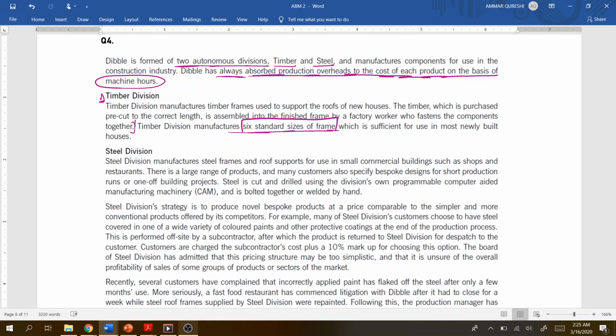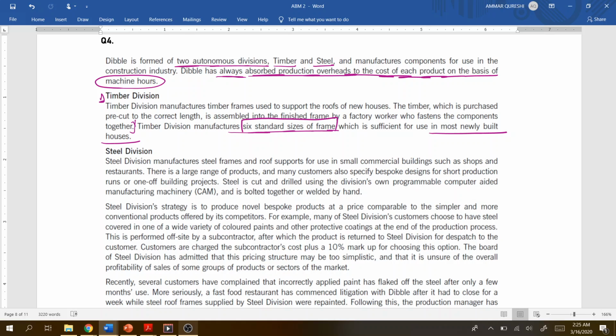Now, try to think, what do you mean by standard size of frame? What are the qualities? You may pause this video and think over it, and then we can start. All right. So a standard product means that you are continuously manufacturing the same kind of product, same methodology, same components, same workers probably. So it's something which you are quite capable of, or you have expertise in, right? Which is sufficient for use in mostly newly built houses. So this is basically the first product, which is the standard product.